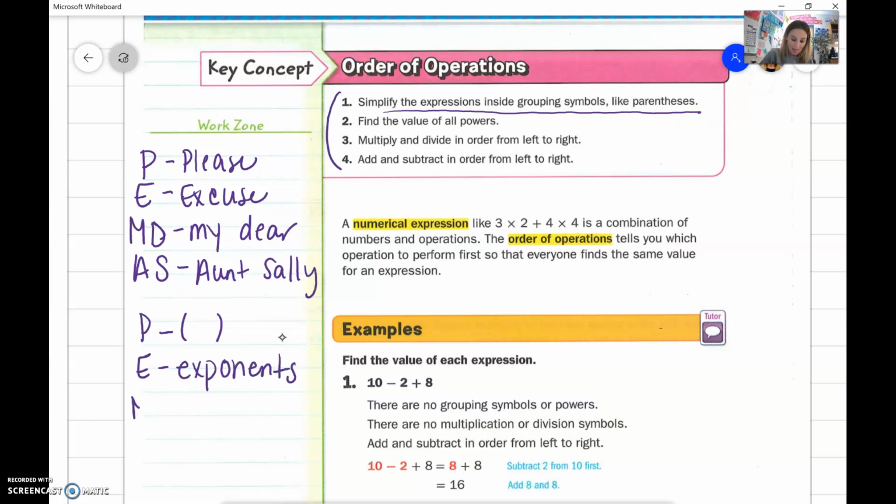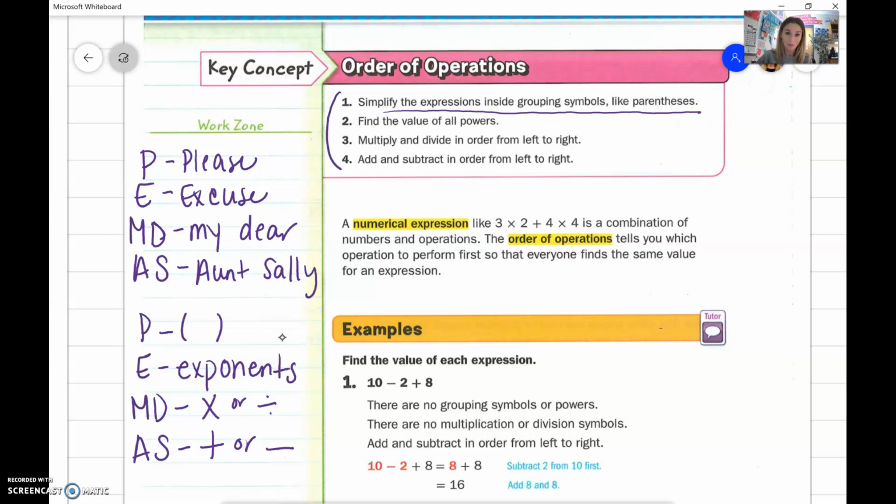And the M and the D stand for multiply or divide, and you go in order from left to right, just like when you read. So if division comes first, you're going to do division, and then you're going to multiply. So the M and D get flipped around. It just helps us with the sentence, please excuse my dear Aunt Sally, and it helps us remember to multiply, divide, but they can go back and forth. And then the A and the S stand for add or subtract from left to right. You always go from left to right, no matter what. It's just like reading. So if you follow these simple steps, you will be just fine.